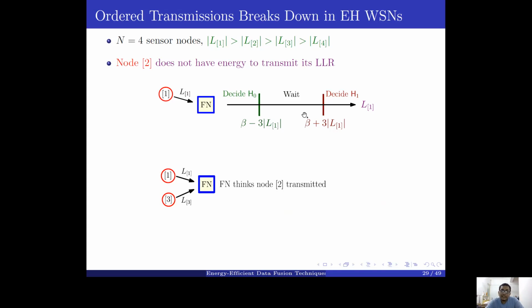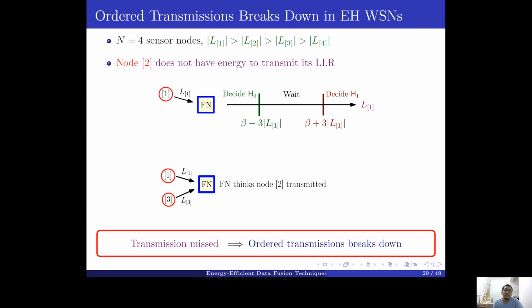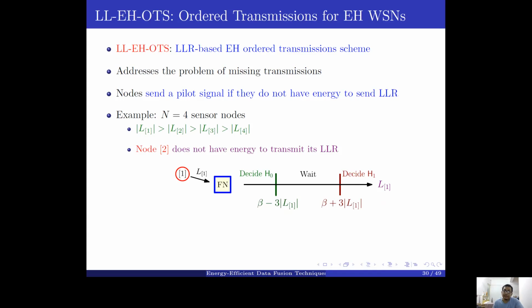Now, when the second best node is unable to transmit its LLR, the fusion node does not know that. So when the third best node sends its LLR to the fusion node, it will think that the second best node transmitted. Thus, the decision threshold that it will try to compute will be totally wrong. And if you miss a single transmission, the ordered transmission scheme will break down. However, it is possible to address this challenge.